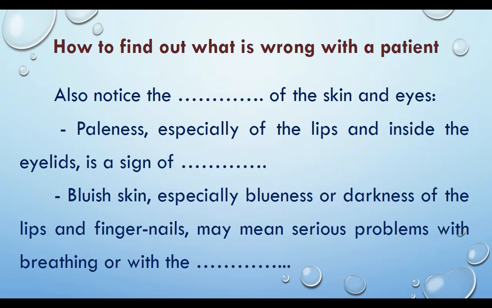Also notice the color of the skin and eyes. Paleness, especially of the lips and inside the eyelids, is a sign of anemia. Bluish skin, especially blueness or darkness of the lips and fingernails, may mean serious problems with breathing or with the heart.